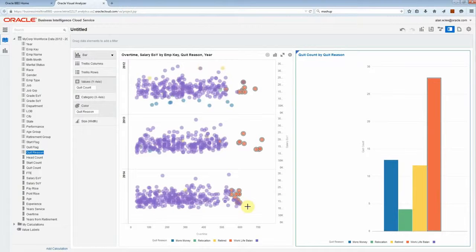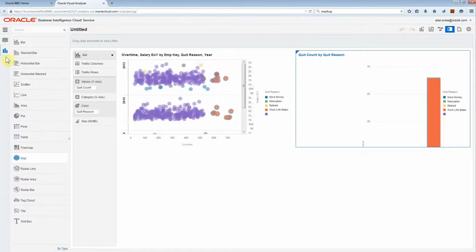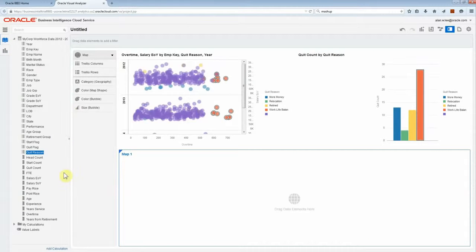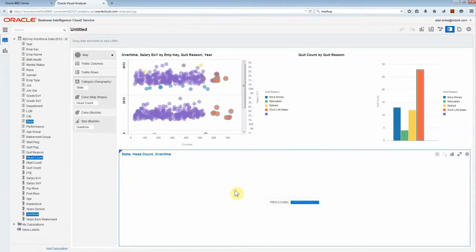So the next thing I'll want to do is try and see if there's maybe a place where these things might be happening. So what I'll do is I'll have a look at a map. I know we got some location information. So what I'll do is I'll pick up our overtime, I'll pick up our head count, and I'll pick up the state. And I'm going to drag those into the map.